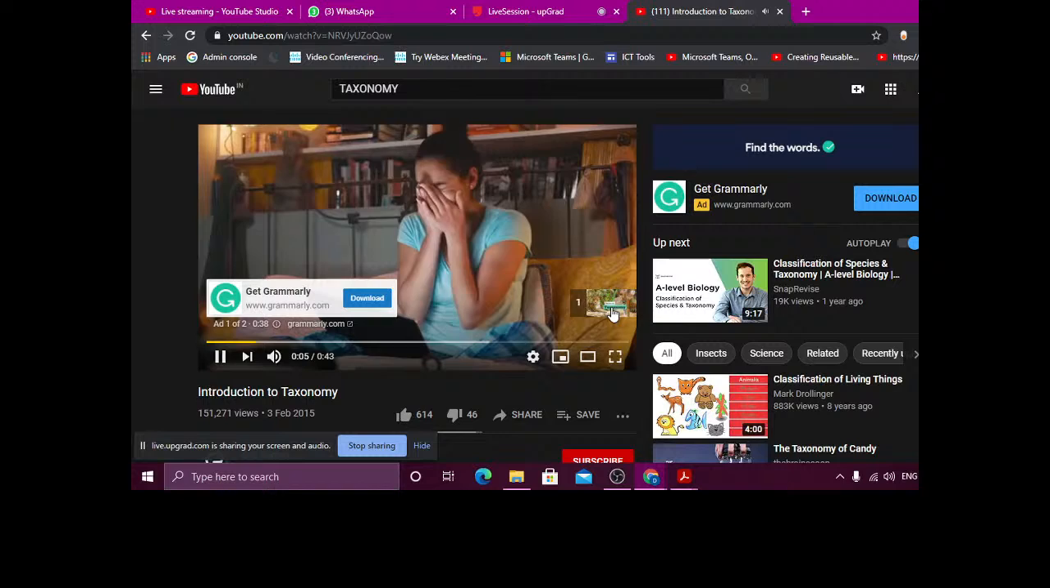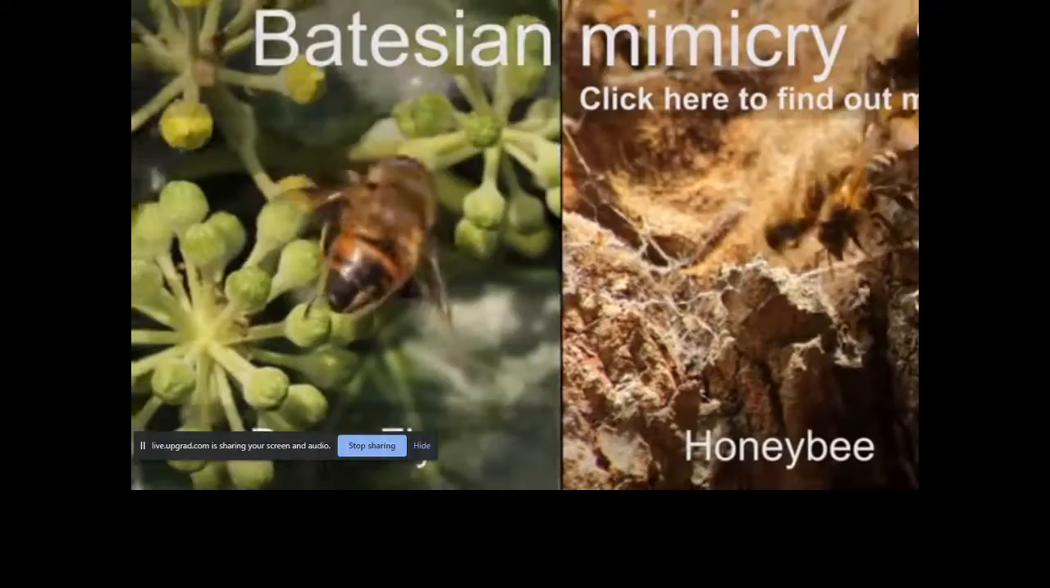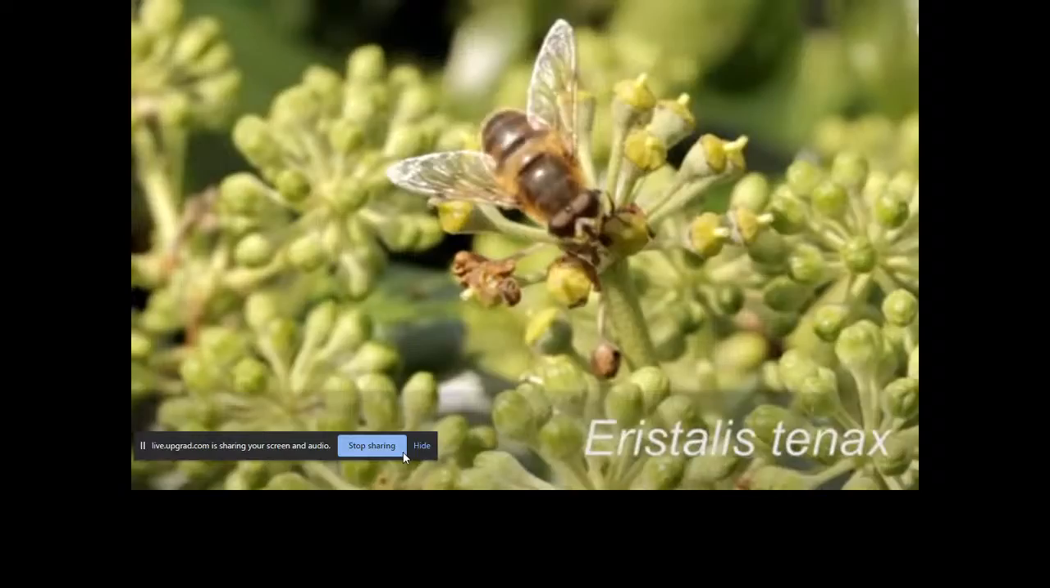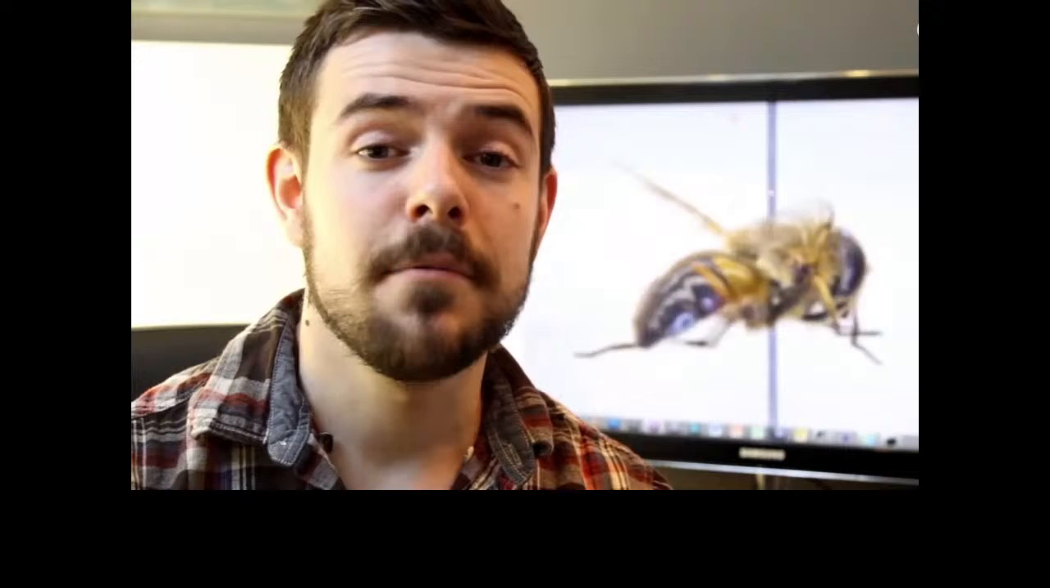A drone fly, buzzing from flower to flower. This little insect is a honeybee mimic, pretending to be harmful when it's not. This particular species is known by its binomial name, Aristalis tenax. But what does this mean? What's a binomial name? All will be revealed.